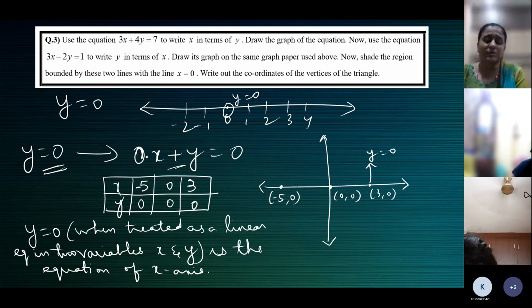And how will you make the table? Y is always 0 for any value of x, or x is always 0 for any value of y, depending. If it is x is equal to 0, x is always 0. If y is equal to 0, y is always 0. Write down this, children.